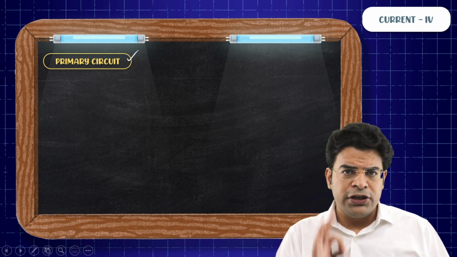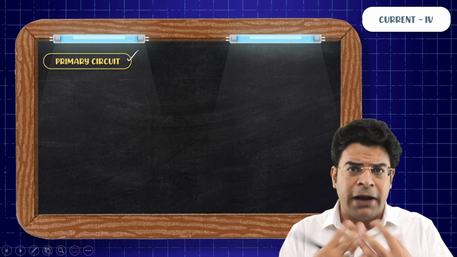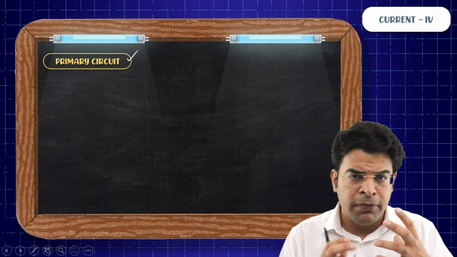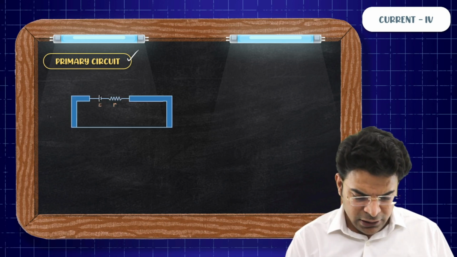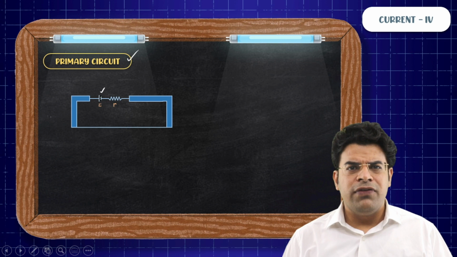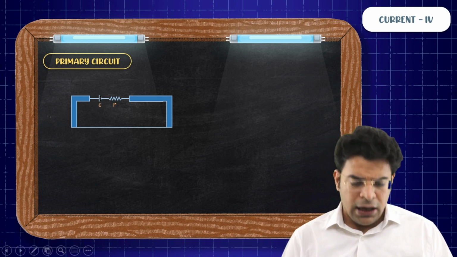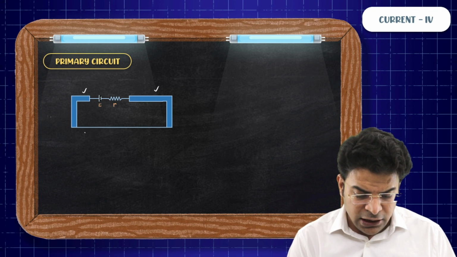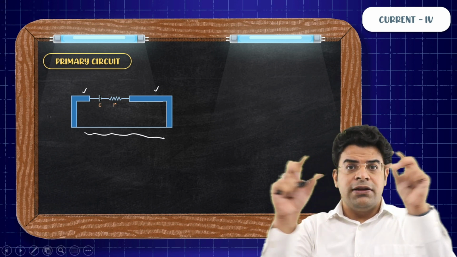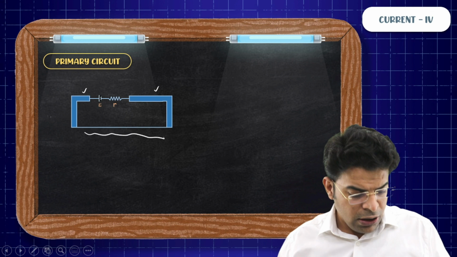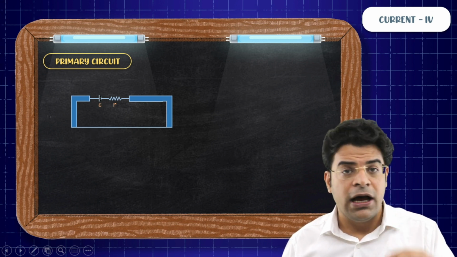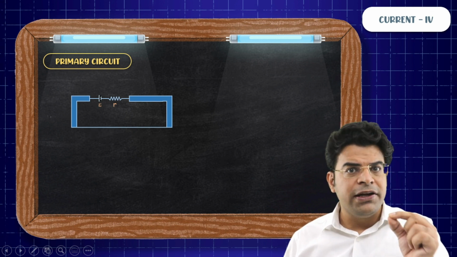Now in a potentiometer, there is something called a primary circuit. What is the meaning of primary circuit? Let's see. So there is a battery of, let's say, some EMF E having some internal resistance r, and this battery is connected to a wire via thick metal plates. Why do we use thick metal plates? I have told this already while teaching you meter bridge.